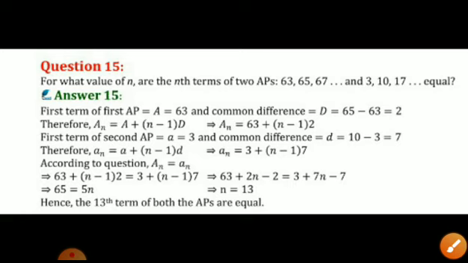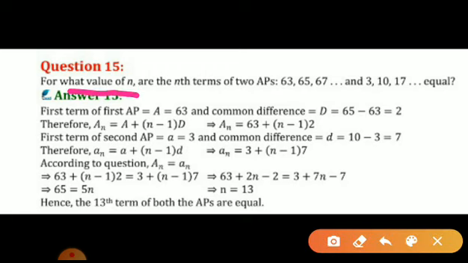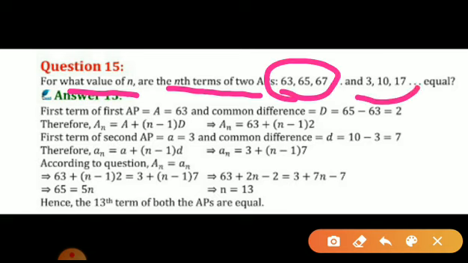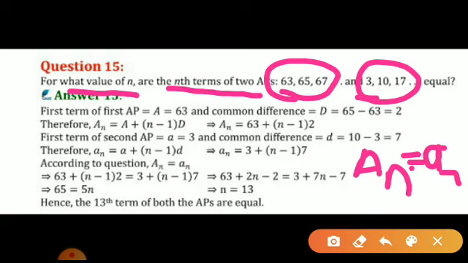Now see the next. For what value of n are the nth terms of two APs 63, 65, 67 and 3, 10, 17 and so on equal? See what you have to do. For what value of n are the nth terms of two APs equal? That means if this is my first AP and this is my second AP, what I have to check? At what value of n is my capital An equal to small an.